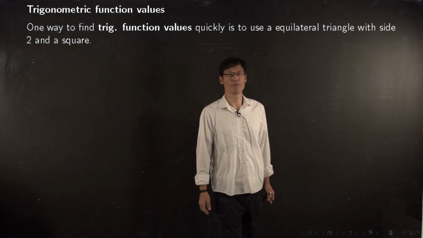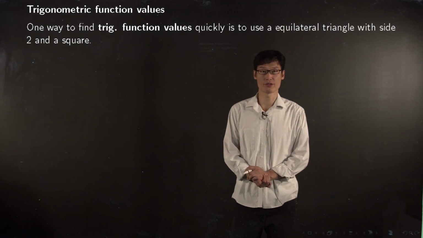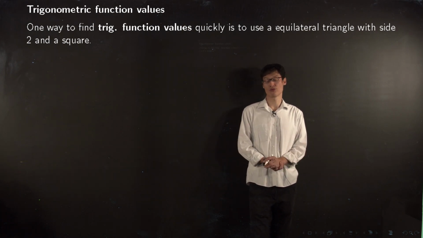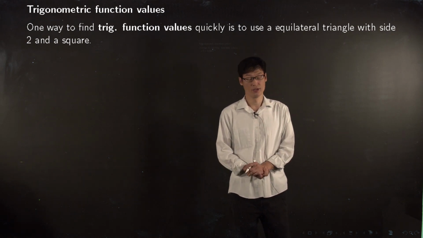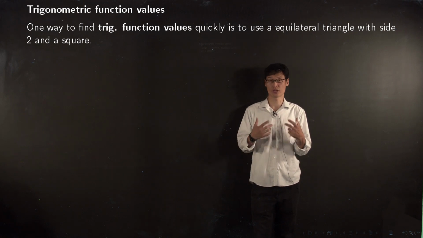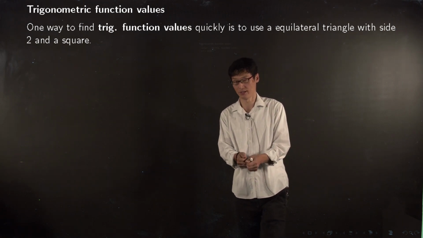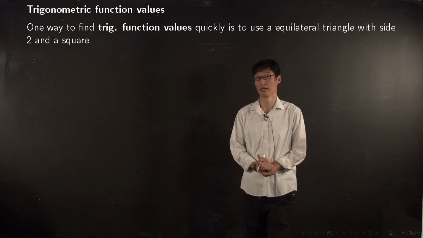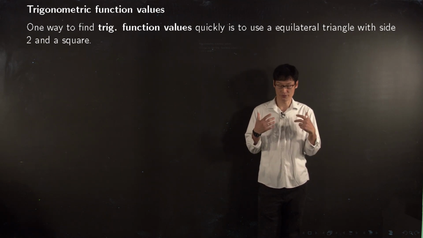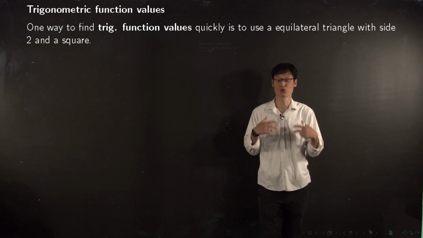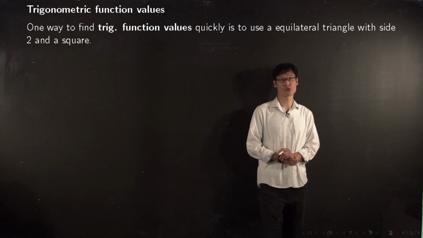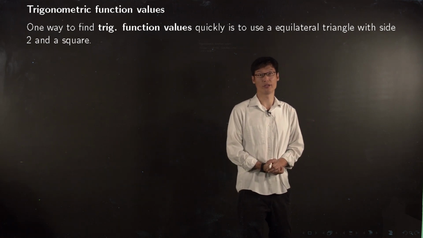Okay, so before discussing some examples, let us recall some trig function values. There are many ways to find trig function values. You can use your trig function value table, or you can use a device, or you can use a calculator. But sometimes you need to find trig function values quickly without any reference. And my favorite way is to use an equilateral triangle with side 2.